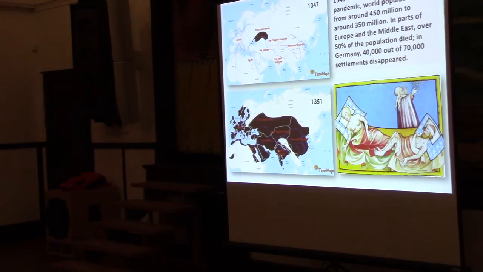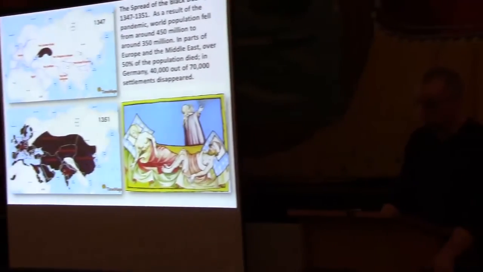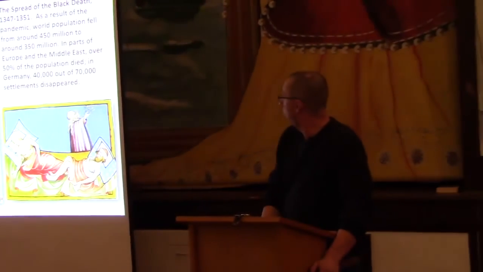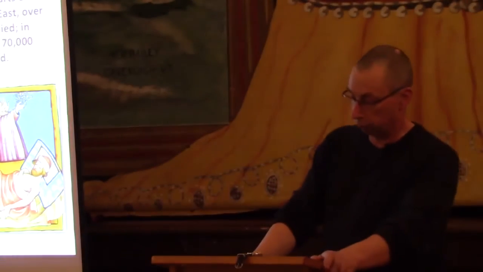Estimated in many parts of Europe, the mortality is in the region of 50%. Some parts of England even higher, 60-70%. I mean, this is a devastating plague. Global population decreases from an estimated 450 million to about 350 million over this very short period. And as you can see, whole villages in Germany and elsewhere were deserted as a result of this.